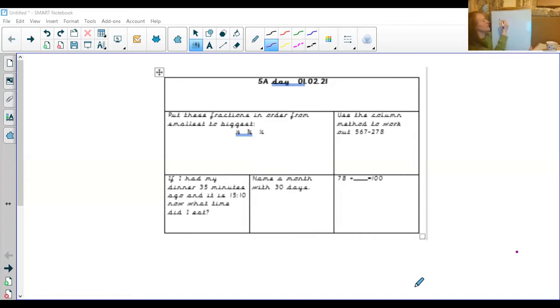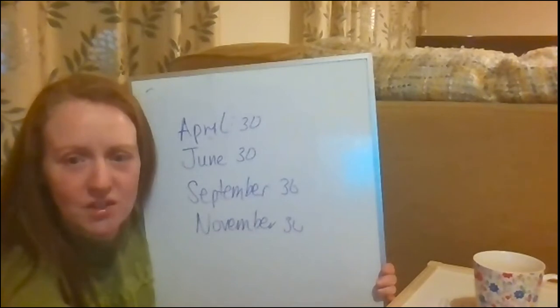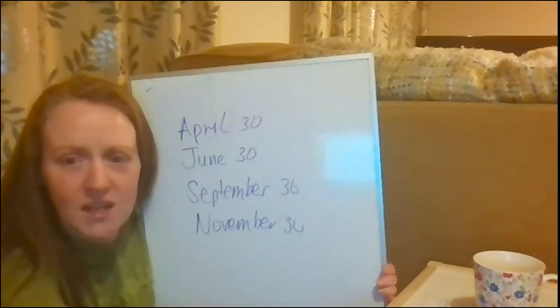April has 30 days. May has 31. June has 30 days. Let me check my fists. January, February, March, April, May, June. July has 31, so that's not one. August has 31. September has 30. October doesn't. November has 30. So you could have any one of these and get the answer right. So you could have had April, June, September or November. If you got one of those, well done. Using your knuckles to help you out. This is a really good trick.